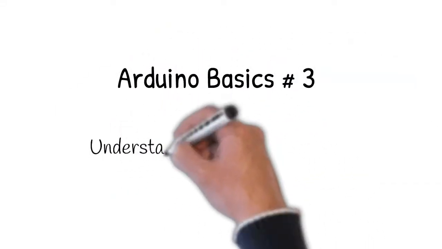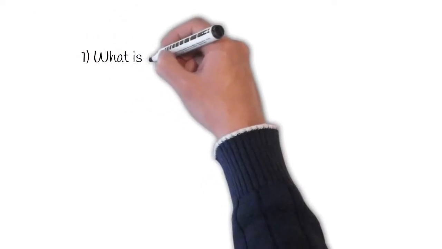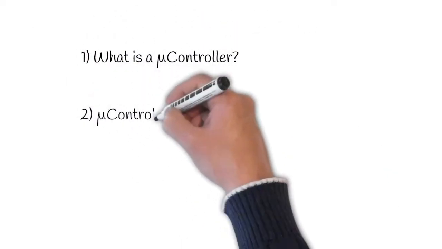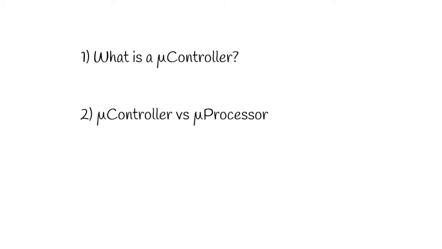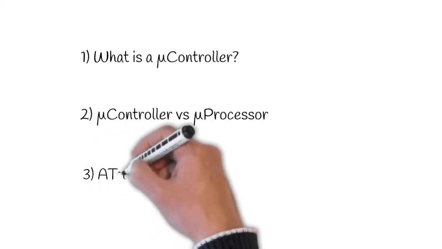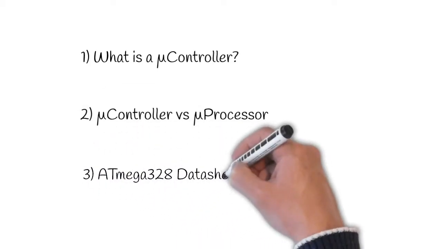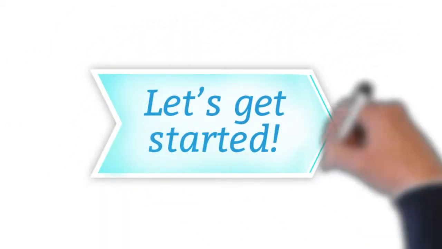Welcome to the third video series of Arduino Basics, and in this video we will be looking over what is a microcontroller and how does it differ from a microprocessor, and lastly we will look over the architectural basics of Atmega 328P. So without wasting any more time, let's get started.